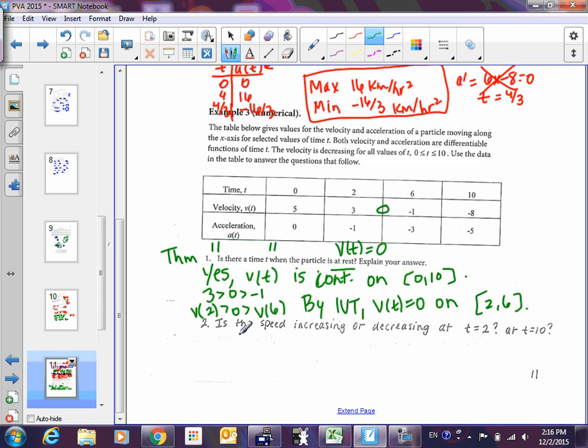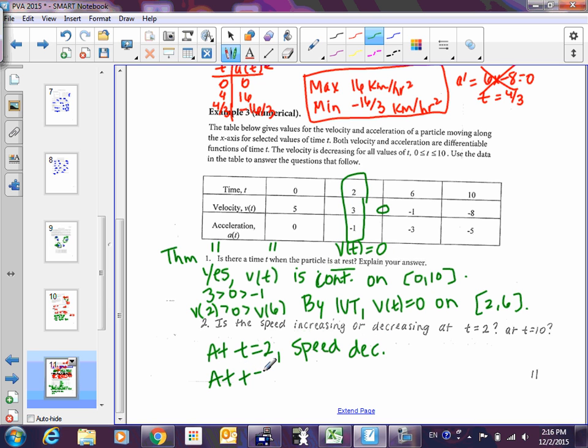Okay, last question. Is the speed increasing or decreasing at t equals 2? And then we'll do it for t equals 10. So looking at t equals 2, I only need to look at these two numbers. Velocity is positive 3, acceleration is negative 1. So at t equals 2, speed is decreasing. It doesn't ask us to explain, but what would our answer be? Because v of t and a of t, v and a, have opposite signs.